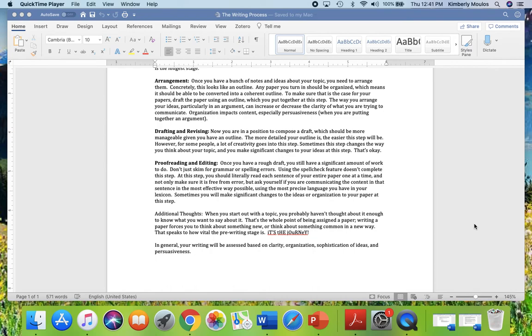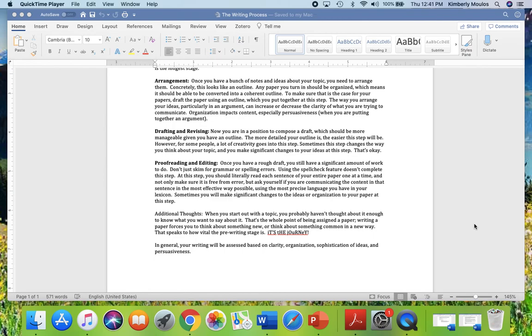So, drafting and revising. Now you are in a position to compose a draft, which should be more manageable given you have an outline. The more detailed your outline is, the easier this step will be. However, for some people, a lot of creativity goes into this step. Sometimes the step changes the way you think about your topic and you make significant changes to your ideas at this step. That's okay. I've written countless papers throughout my academic career, and sometimes this process goes more smoothly than others, and that's okay.